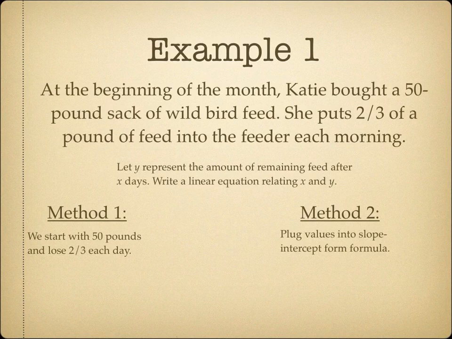So with method 1, if you read this problem, at the beginning of the month, Katie bought a 50-pound sack of wild bird feed. She put 2/3 of a pound of feed into the feeder each morning. So we're starting with 50 pounds, okay? And then we're losing, because she's putting it into the feeder, we're losing 2/3 of a pound per day. And then if I plugged in my number of days, that would give me how much birdseed I had left at any given time or at any given day.